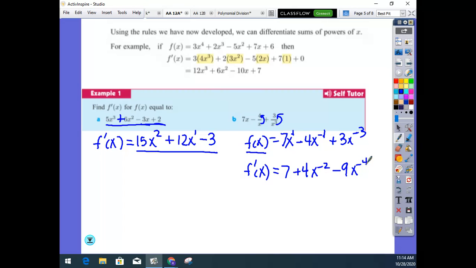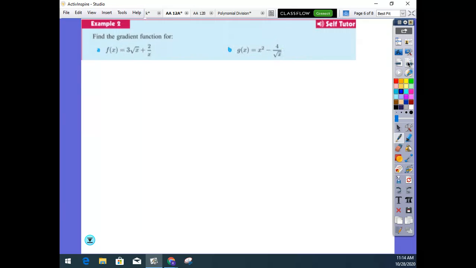Now, I will tell you, you can leave it like that. Once we go to evaluate, though, it's going to be important that you rewrite this back. But this is totally fine the way this is.